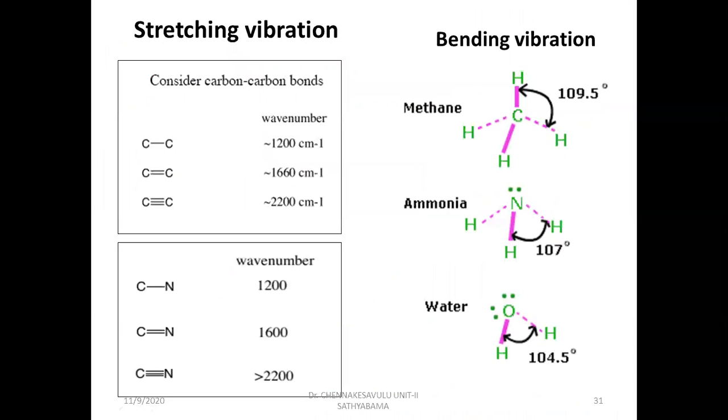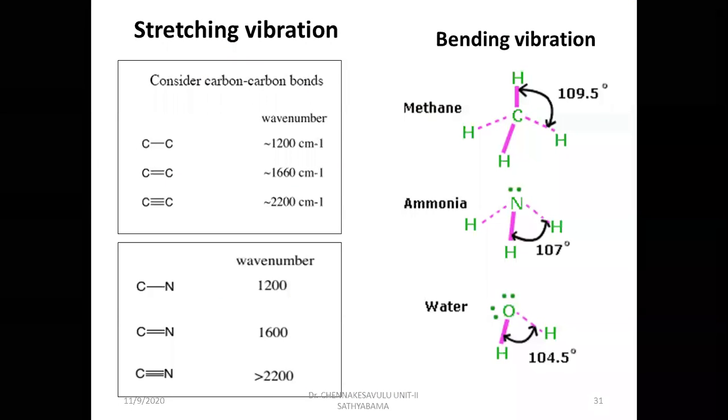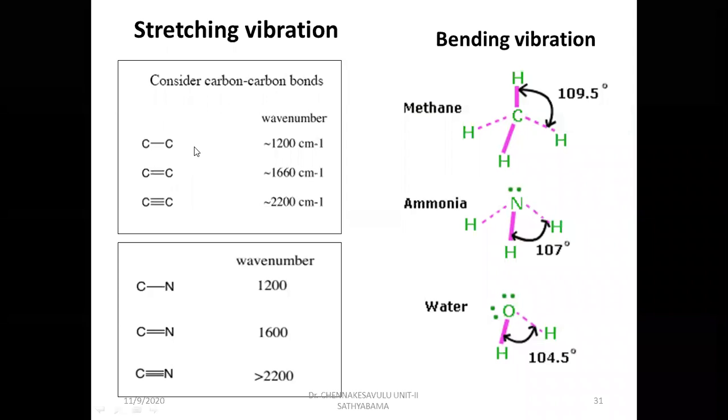And stretching vibration, bending vibration: change in bond length can be observed in stretching vibration. And see the wave number for C single bond C, C double bond C, C triple bond C. What happened to the wave number? It is increasing. Similarly for C-N, C double bond N, C triple bond N, the wave number is increasing. Why is it increasing? If you increase the number of bonds, what will happen? It will be rigid. If it is rigid and you want to vibrate it, we have to supply more energy. That is why the wave number is increasing.